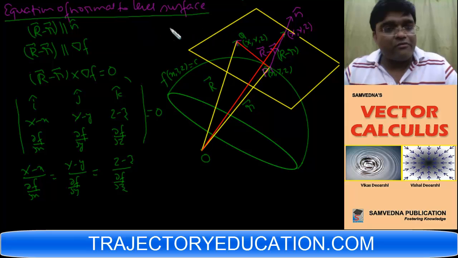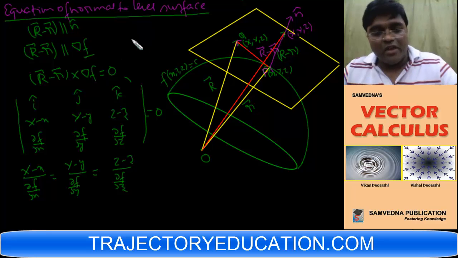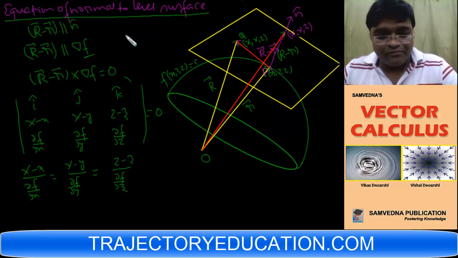Now I'll take up some questions and use the concept of gradient to find the equation of the tangent plane and the equation of the normal to the level surface. So this is how you find the equation of the normal and the equation of the tangent plane to the level surface using the concept of gradient.